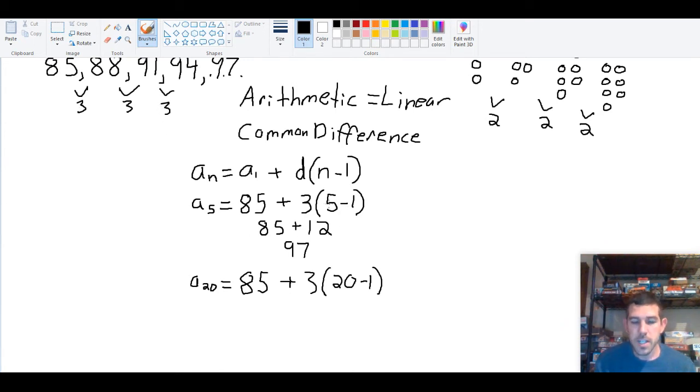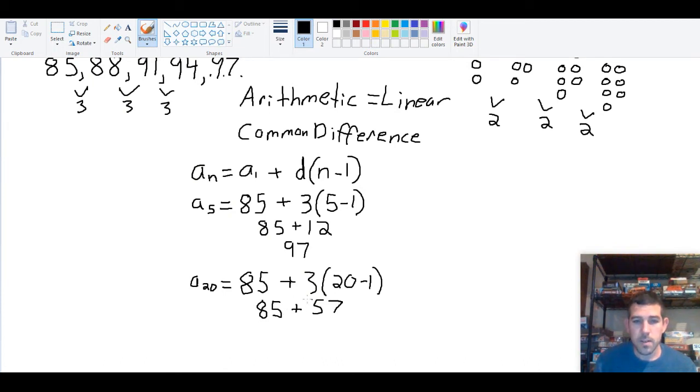The only thing that changes for the problem is the term I'm trying to find. I was trying to find the 5th term, now I'm trying to find the 20th term. So let's go ahead and plug in and evaluate this expression. Can't add 3 yet. I have to multiply it by 19 first. 3 times 19 will be 57. Now let's add that up.